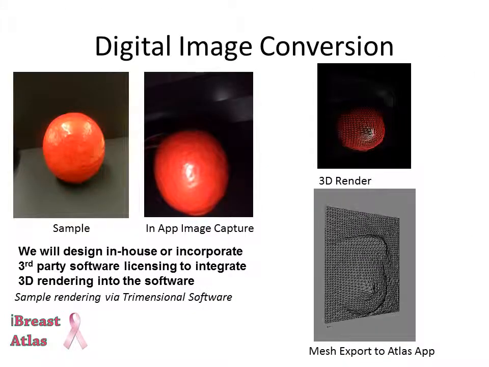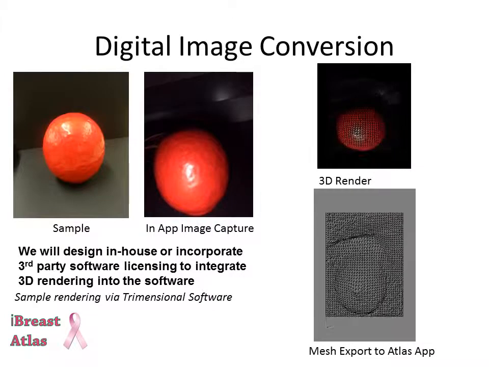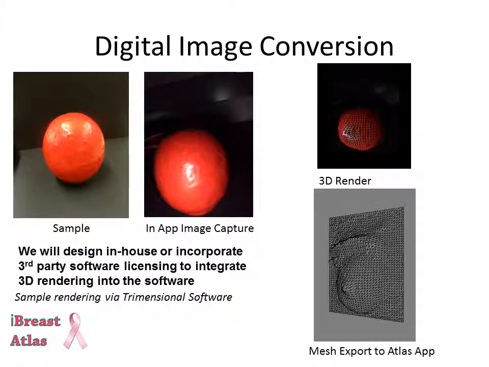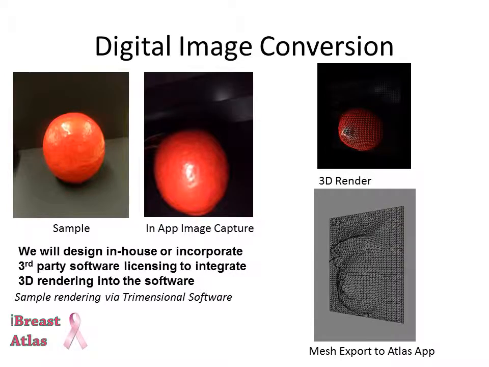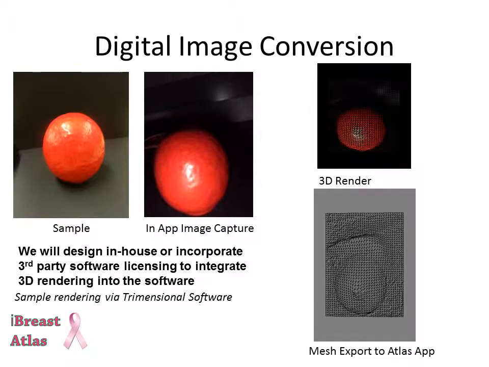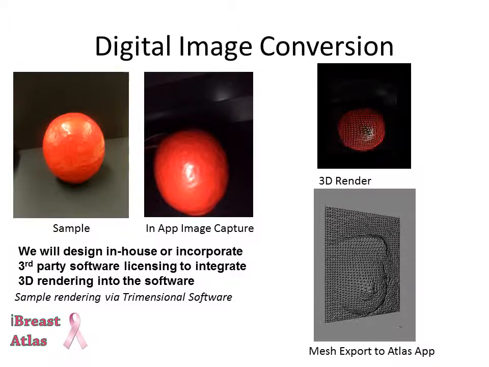Here we show an example of digital images conversion, which will be featured within our app. On the left, we have a sample of a round object. Next is the in-app image, which is used to both center and locate the breast tissue of interest. The app then, through various transformations, creates a 3D rendering of the object, as shown here. Lastly, it's rendered as a mesh and exported to the Atlas software, or within the Atlas software.